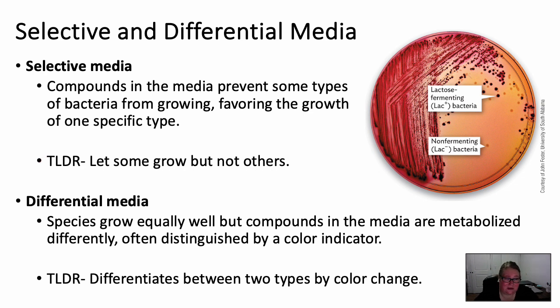Then we have differential media. Differential media is going to grow a species equally well, but we're going to add stuff to the media that allows color changes so we can see how different bacteria metabolize things differently. We are going to look for the different colors. It's differential because it differentiates between two types by a color change. We love color indicators in biology and in chemistry. They make our lives easier.